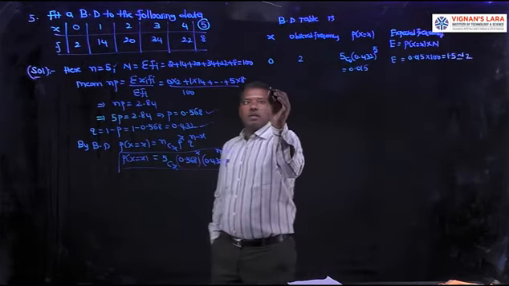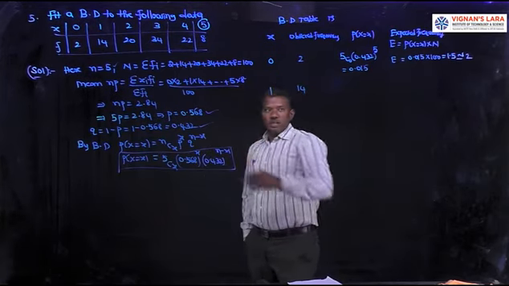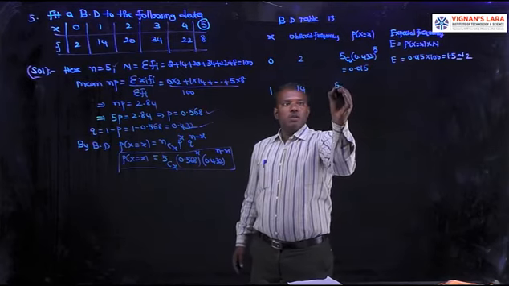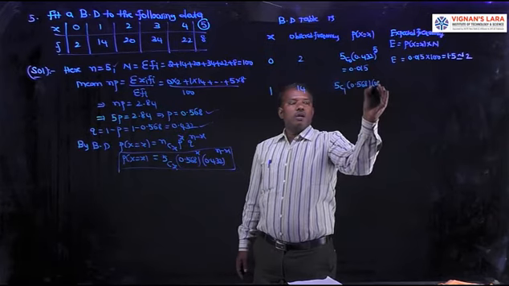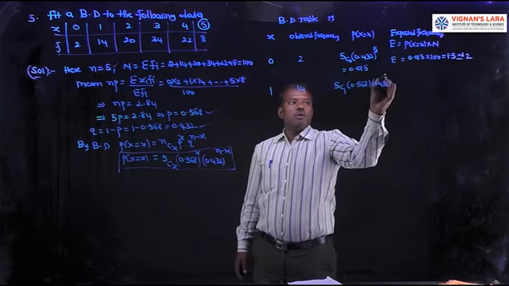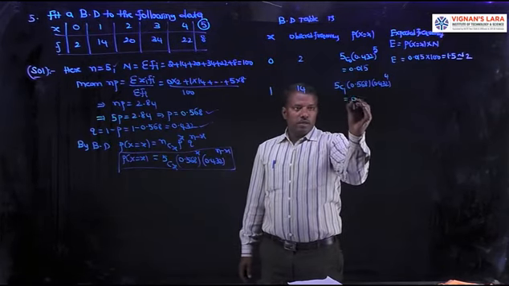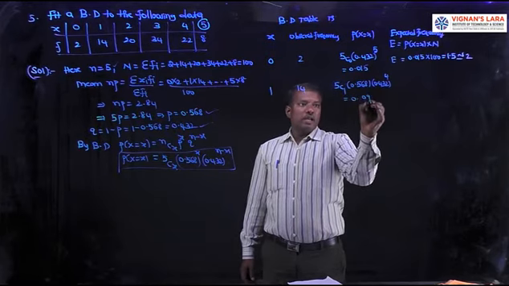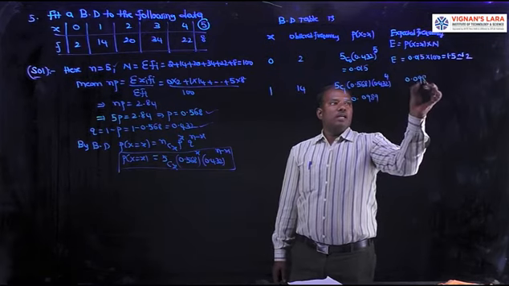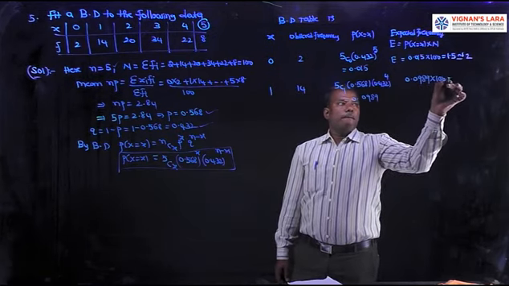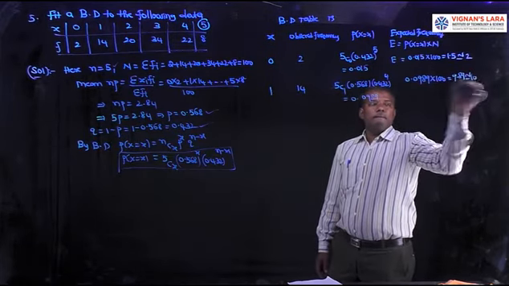Next, x equal to 1. Observed frequency is 14. In the table, its probability is 5C1, 0.568 into 0.432 whole power 5 minus 1, that is 4. Its value is 0.0989. Expected frequency is 0.0989 into 100, that equals 9.89, approximately 10.